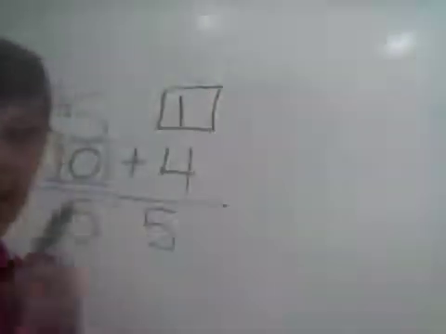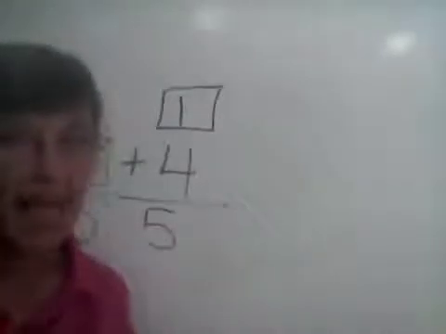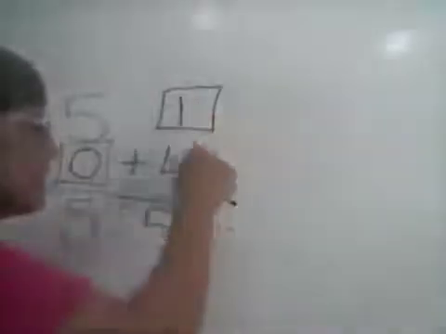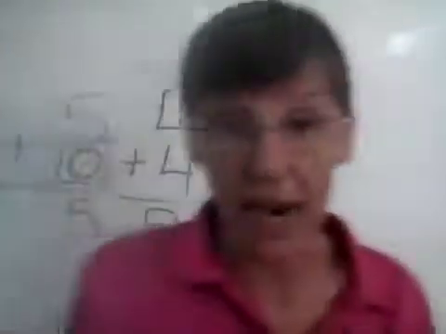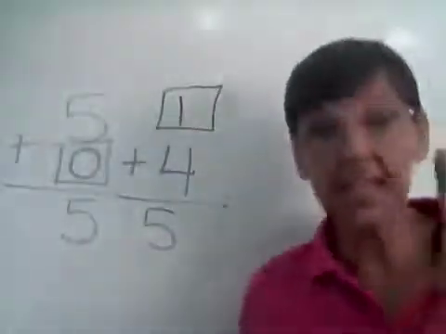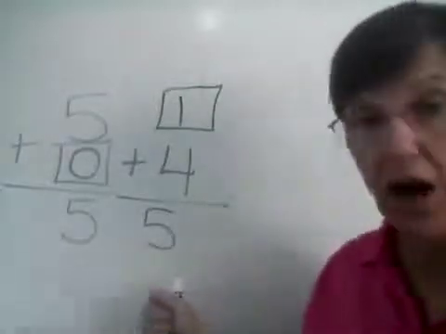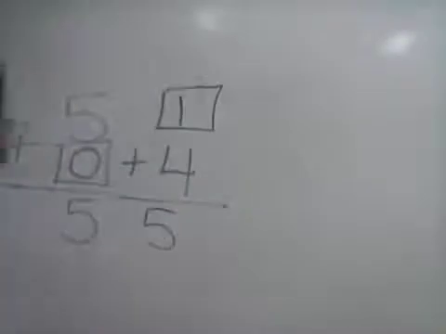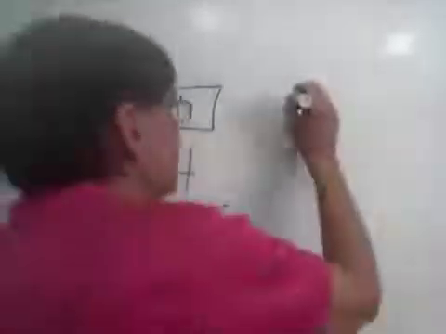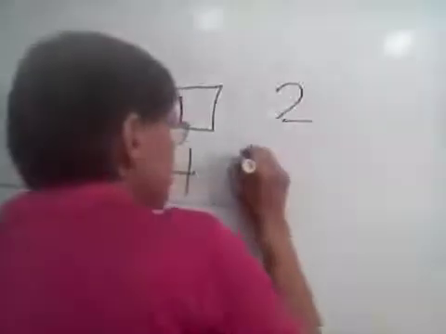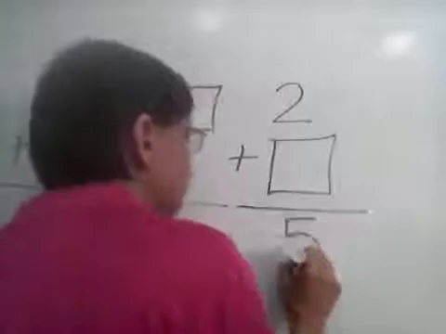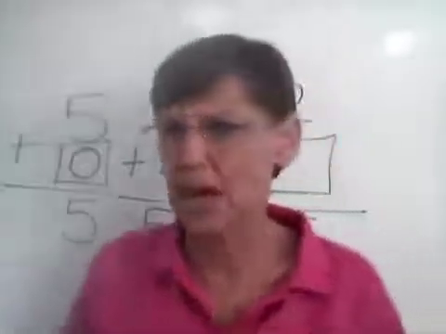Then we said, let's make sure it makes sense. Always our last step on the math. 1 plus 4 is 5. Is that right? Yes, it is right. Okay, so there we go. Boom, 1 plus 4 is 5. Let's do the next one. Oh, 2 plus something is 5. What plus 2 makes 5?